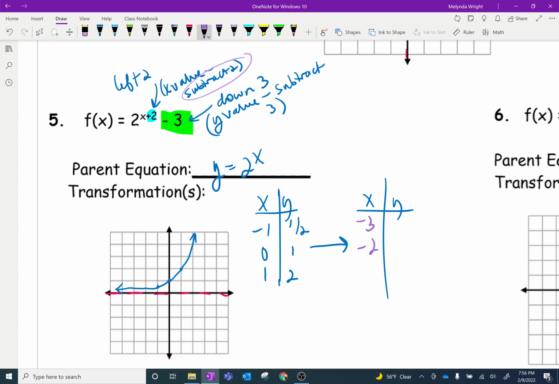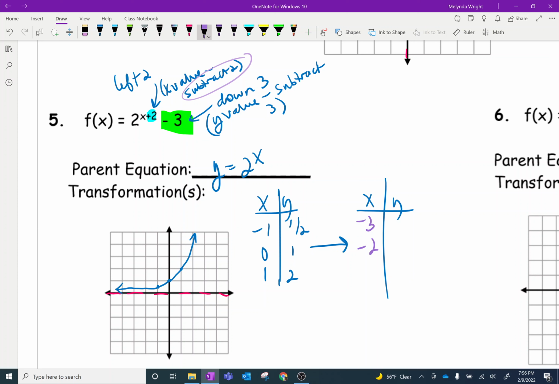Now from all the y values, we're going to subtract 3 from the y values. So 1/2 minus 3 would be -2.5. 1 minus 3 would be -2. And 2 minus 3 is -1. So those are our transformed points.